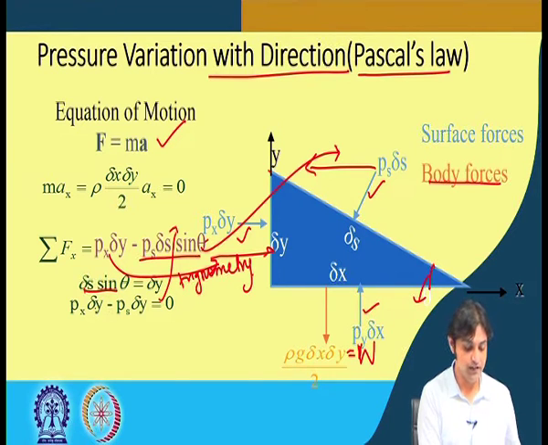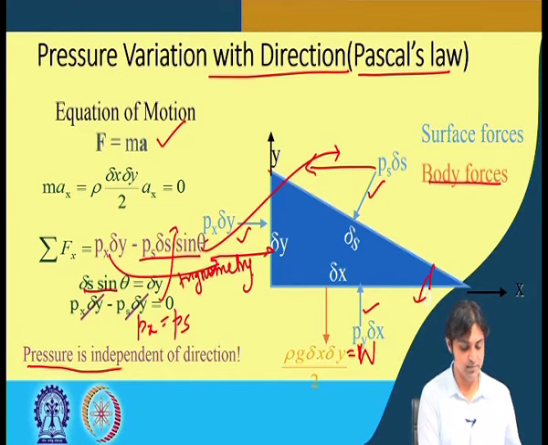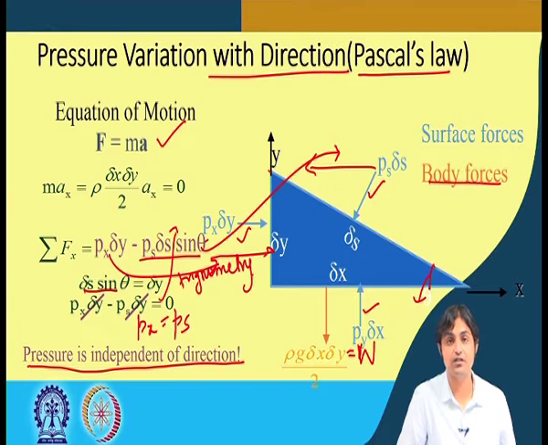It's very obvious now that delta y and delta y should get cancelled, as they are not equal to 0. This gives us Px is equal to Ps. Okay, this indicates that pressure is independent of the direction, and this was one of the properties that we have seen in the beginning, that pressure depends only upon depth.